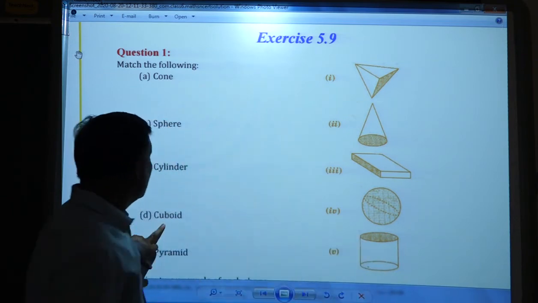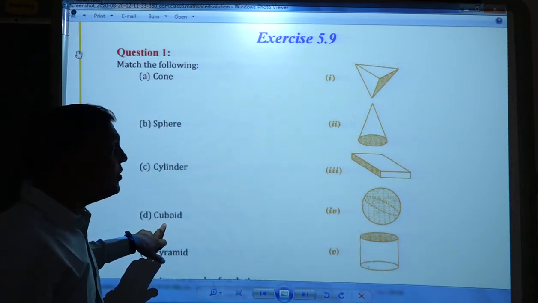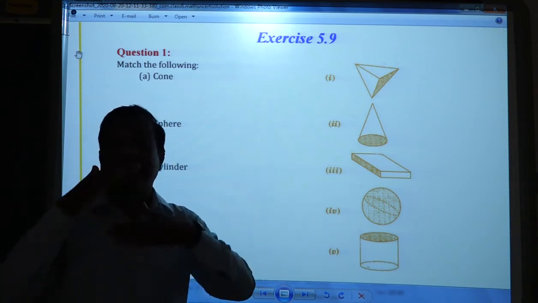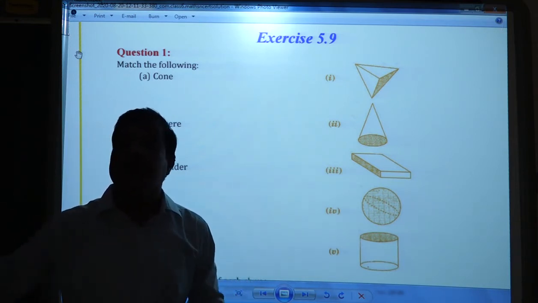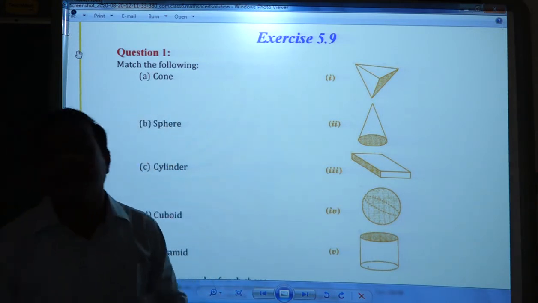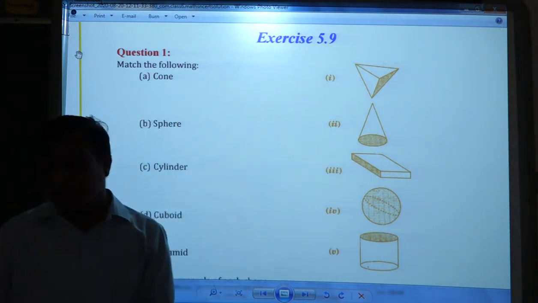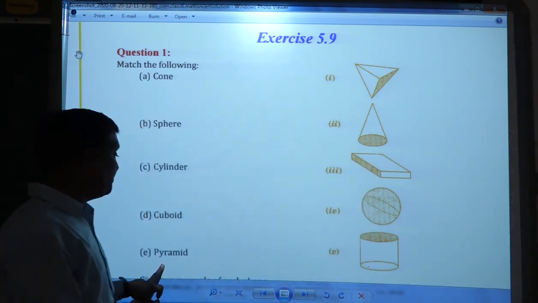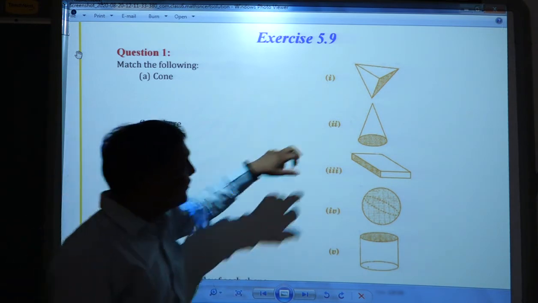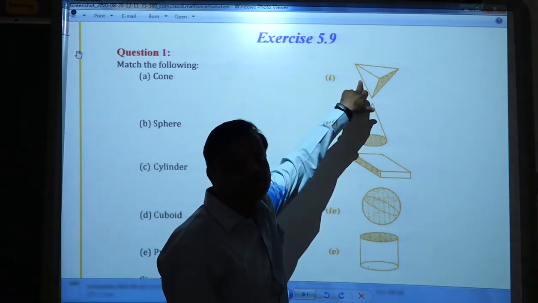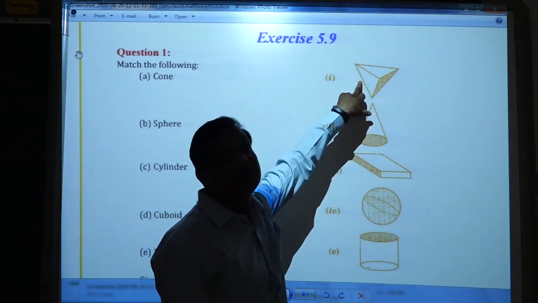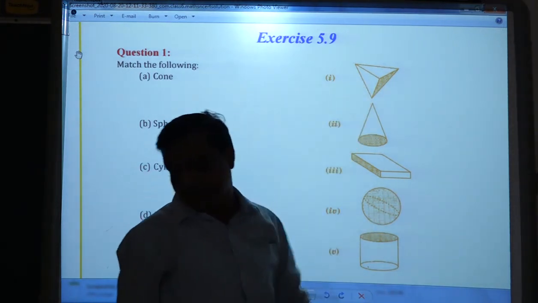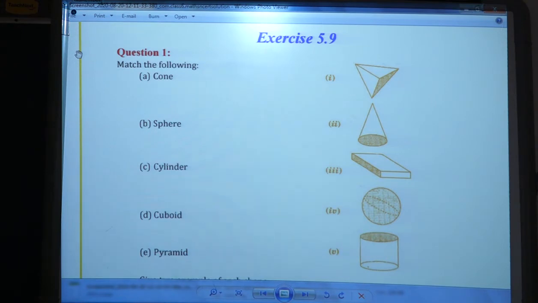This is the cylinder. Now cuboid. Cuboid means a figure like a compact box. Your cupboard is a cuboid. This duster is a cuboid shape. A matchbox is a cuboid. So this is a cuboid. Next, pyramid. Where is the pyramid? The first figure is a pyramid, and this is a triangular pyramid having a triangle as its base, so that's why it is a triangular pyramid. A square pyramid is also there. Next question we will see.